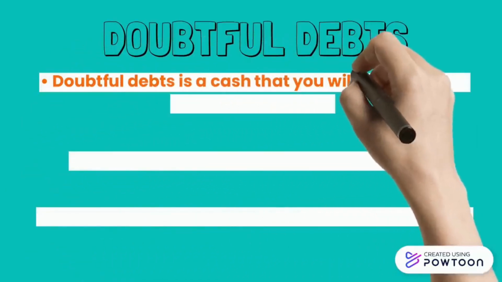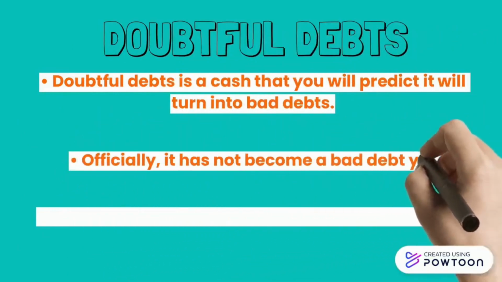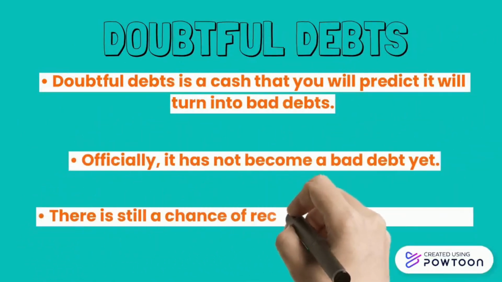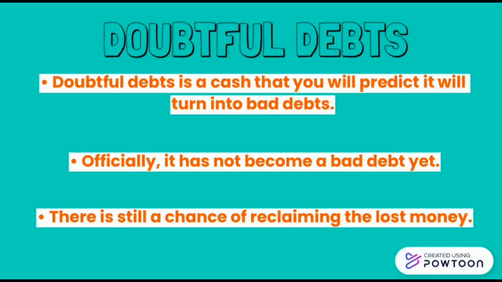Now, let's have a look at the next subtopic, which is doubtful debt. Doubtful debt is cash that you predict will turn into bad debt in the future. It has not officially become a bad debt yet, and there is still a chance of reclaiming the lost money. It is known as allowance for doubtful debts or provision for doubtful debts because it refers to the portion of a business's accounts receivable that is unlikely to be collected in the future. It is the money from credit sales to the debtors that a business does not expect to receive.